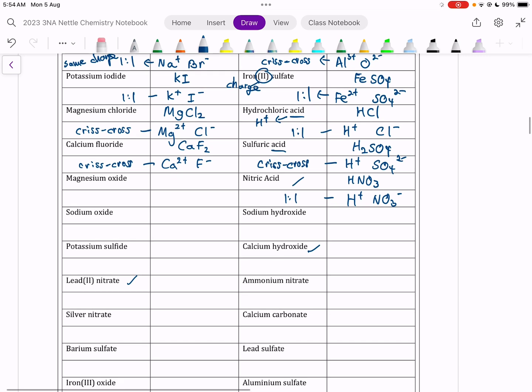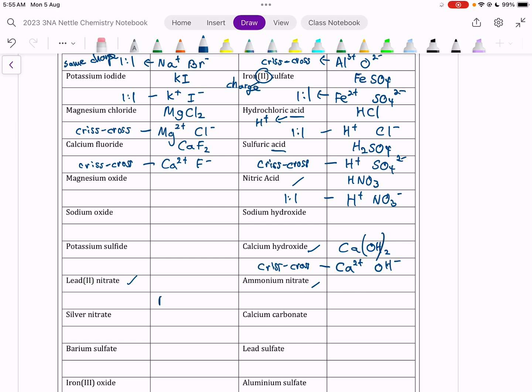Then you have calcium hydroxide, so Ca2+. Okay, next one I'm going to show you is Ca2+ and OH-. So you also do a crisscross with bracket. So Ca(OH)2, but remember to put the bracket around the OH.